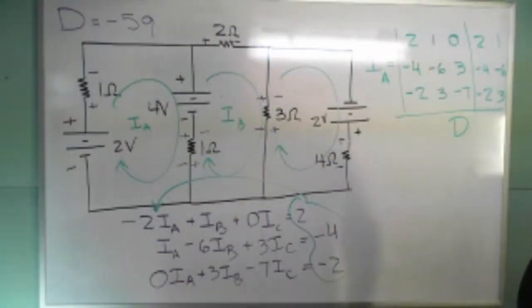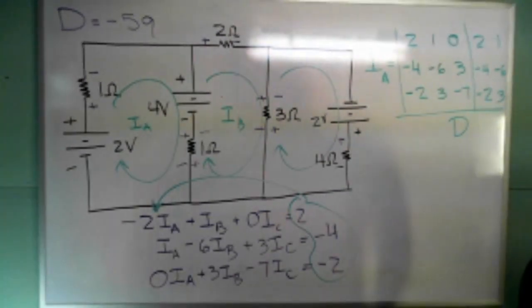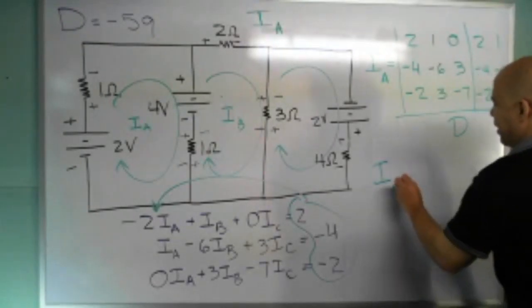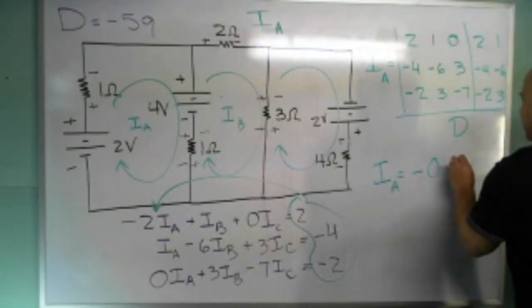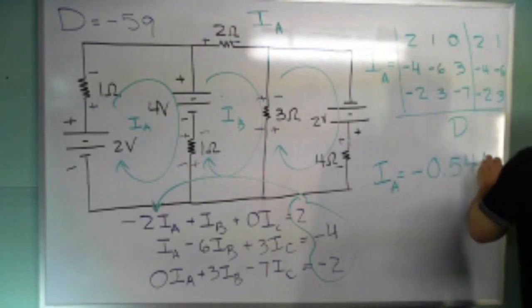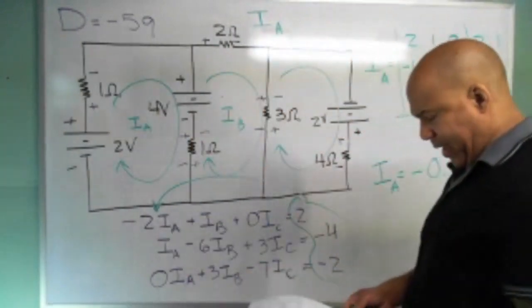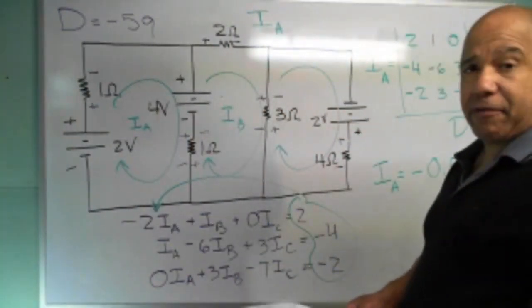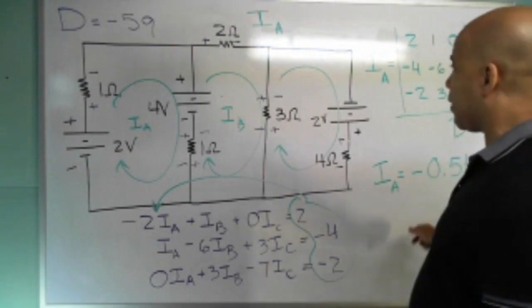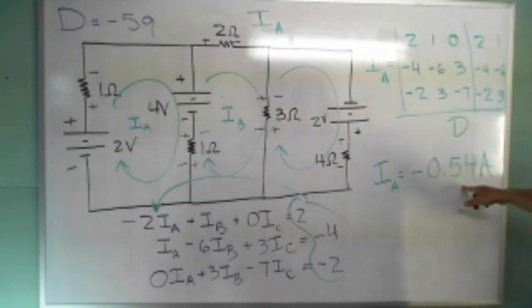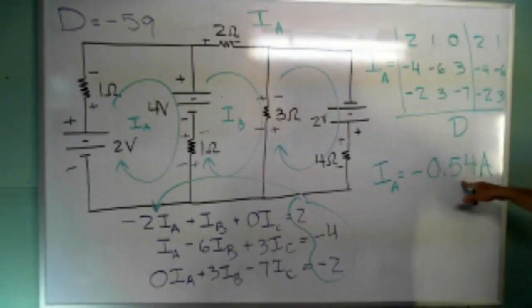Let me know when somebody has an answer. Negative 0.54. So somebody said IA is negative 0.54 amps. And if I check my answer sheet, he has IA negative 0.54. So whoever that was, you got it right. If you didn't get it, this is the right answer. Go ahead and keep working and see if we get that number. Now, what's the significance of the negative sign? What does that mean?